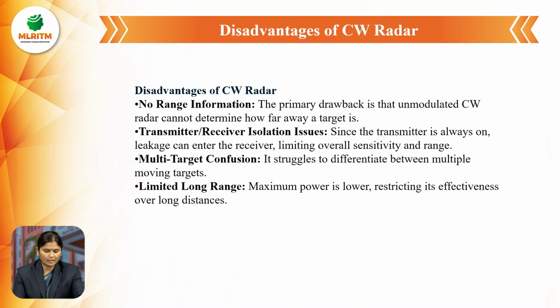Disadvantages of the continuous wave radar. No range information: the primary drawback of the unmodulated continuous wave radar is that it cannot determine how far away the target is. Transmitter or receiver isolation issues: since the transmitter is always on, leakage can enter the receiver, limiting overall sensitivity and range. Multi-target confusion: it struggles to differentiate between multiple moving targets. Limited long range: the maximum power is low, restricting its effectiveness over long distances.